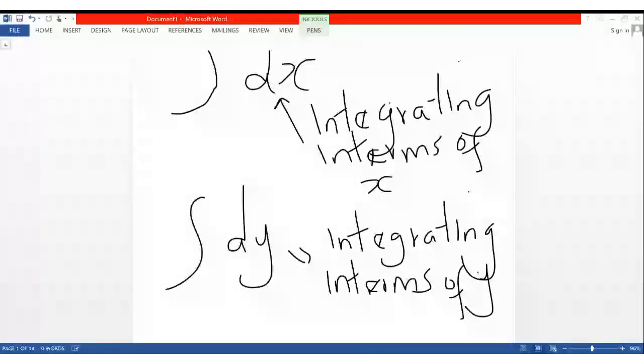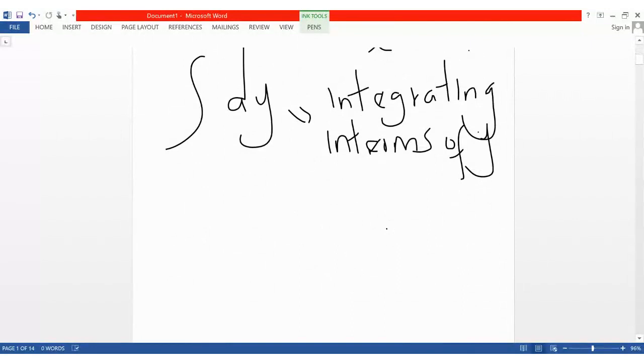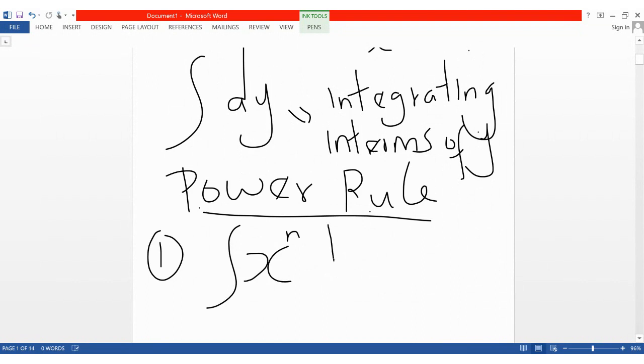So from there, I can go to, first of all, the power rule of integration. If you have number one, the power rule states that when you have the integration of x raised to power n dx, we add 1 to the power, and then we divide by the new power, and then plus a constant of integration.